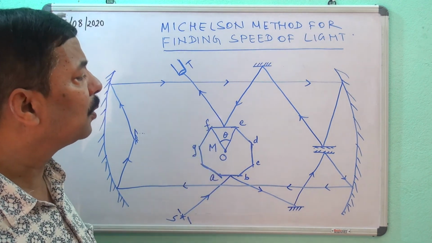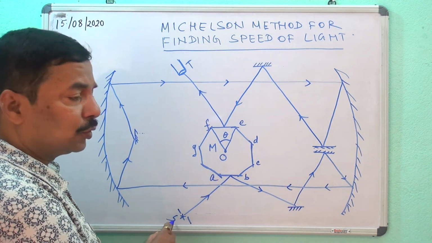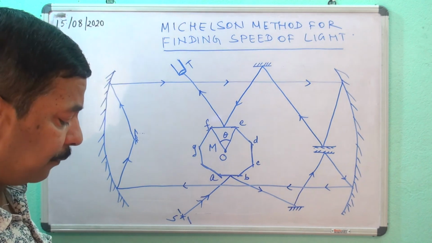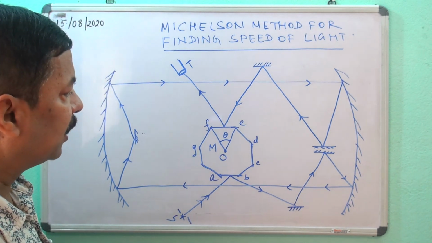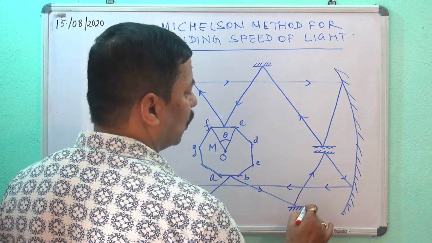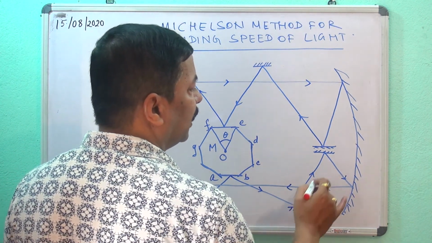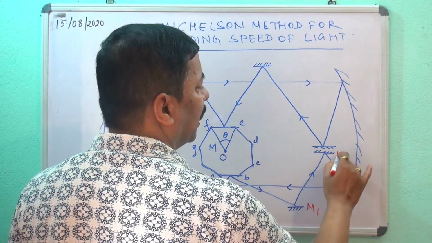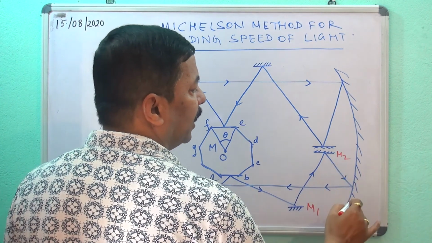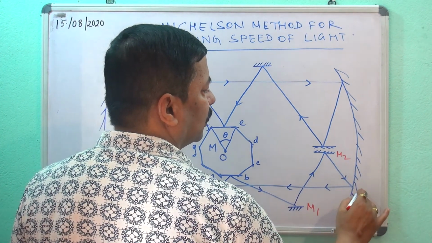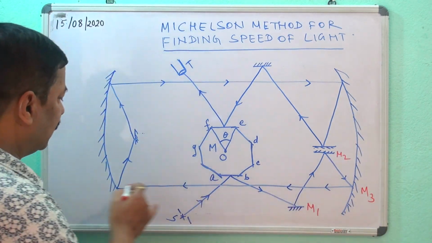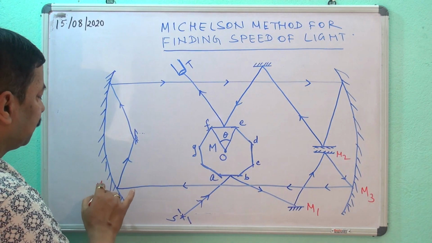So this is your polygon mirror, and here is the intense source of light from which the ray of light goes in this way, and finally after reflection it falls on the plane mirror. Let us call it M1. Then it falls on the mirror M2, which is kept at the focus, and then it falls on the mirror M3. This M3 is concave. Finally it falls on the mirror M4.